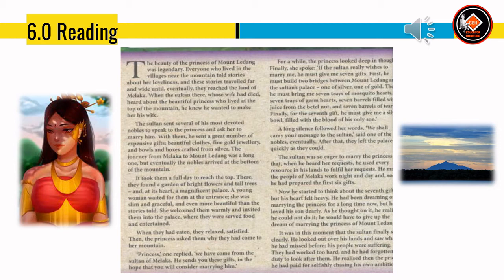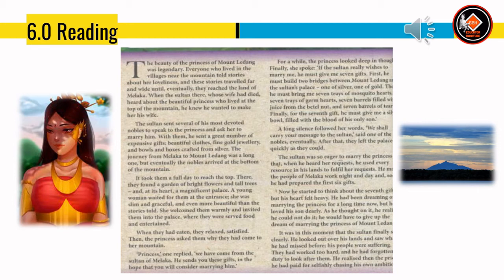A young woman waited for them at the entrance. She was slim and graceful, and even more beautiful than the stories told. She welcomed them warmly and invited them into the palace, where they were served food and entertained. When they had eaten, they relaxed, satisfied. Then, the princess asked them why they had come to her mountain. Noble 1 replied, "We have come from the Sultan of Malacca. He sends you these gifts, in the hope that you will consider marrying him."